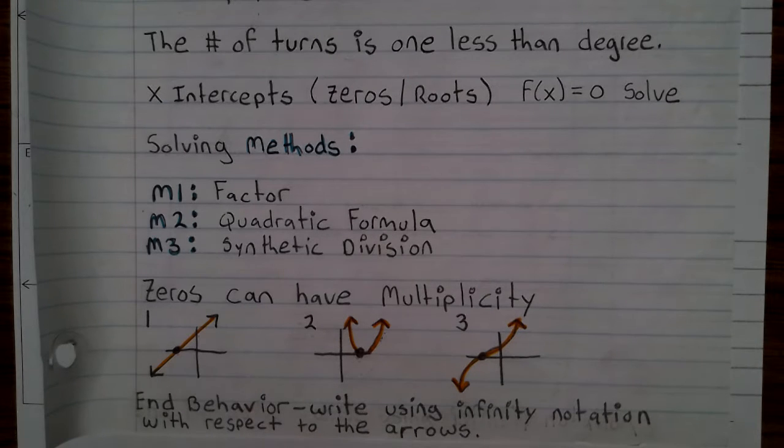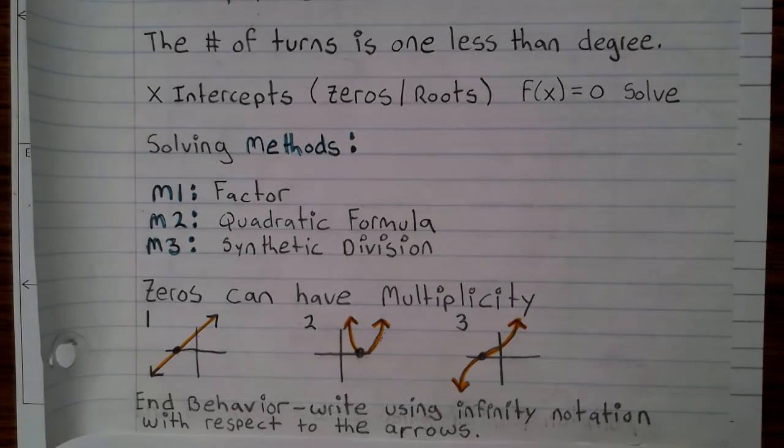X-intercepts, zeros, roots, is when f of x equals 0 and you solve. Solving methods. Method 1, factor. Method 2, use the quadratic formula. Method 3, use synthetic division.